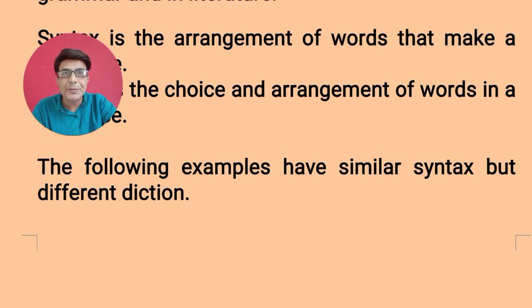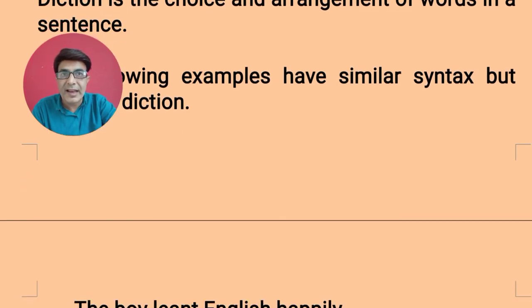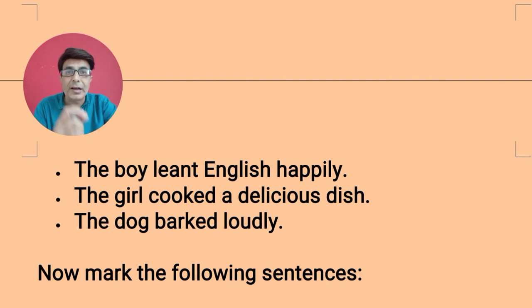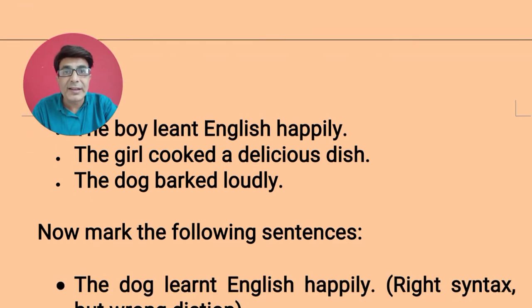Now, the following examples have similar syntax but different diction. Say, for example, take this sentence: the boy learnt English happily. Okay, the boy learnt English happily. The next sentence: the girl cooked a delicious dish. And the third sentence: the dog barked loudly. All these three sentences are following the proper pattern. Okay, subject, verb, object. This pattern of English syntax.